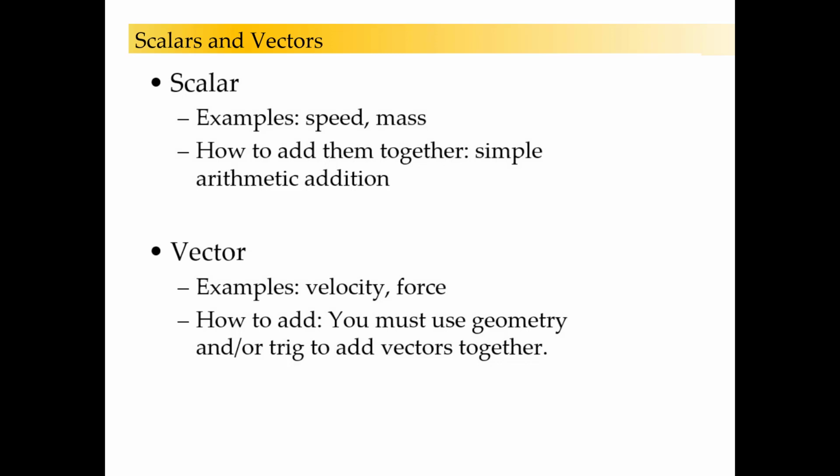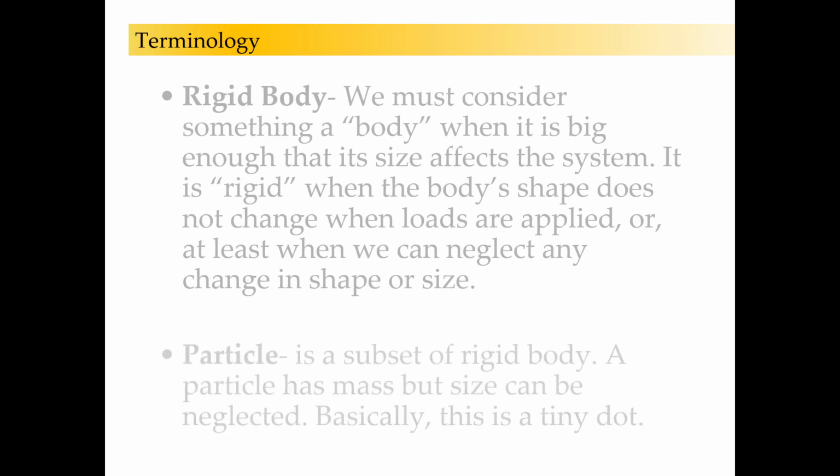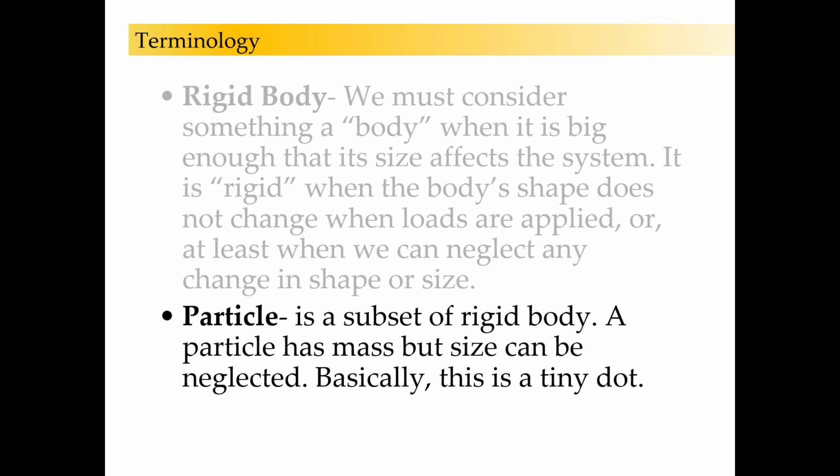Some examples. Mass is a scalar, force is a vector. That's a good one to talk about in statics, right? Mass, kilograms, force, newtons. We're going to be dealing with vectors here, so force in newtons versus kilograms in mass. So remember, a rigid body is something we're going to be looking at, but first, let's talk about the specific case of a particle. That's what we're going to concentrate on this lesson.